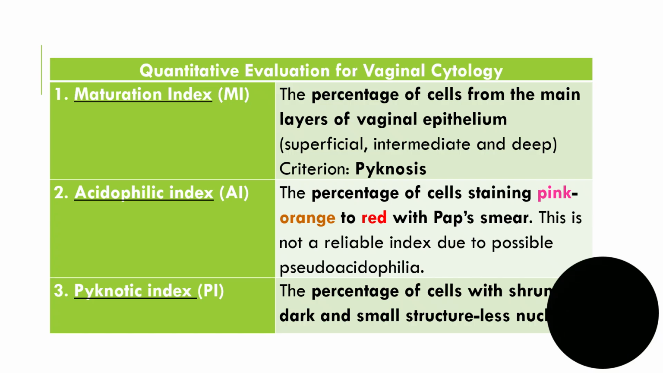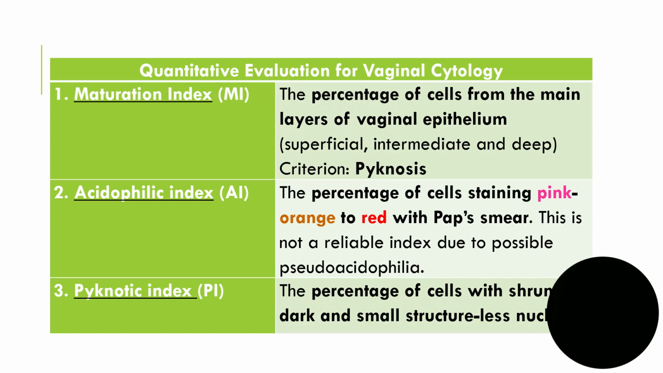Second, the acidophilic index or the AI. This is the percentage of cells staining pink, orange to red on the pap smear. However, this index has a significant limitation. It is not reliable because of the possibility of pseudoacidophilia, which we discussed earlier. A cell may stain pink not because of true keratinization but due to drying artifacts or infection.